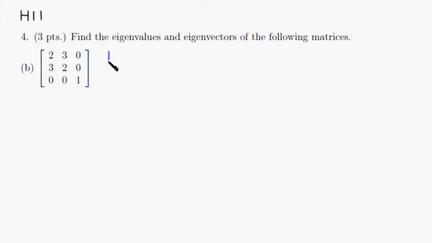So the determinant of, we're going to subtract lambda from the diagonal elements. So it's going to be 2 minus lambda, another 2 minus lambda, and a 1 minus lambda, right? Everything else stays the same. You have 3, 0, 3, 0, 0, 0. Then we want to find the determinant of that.